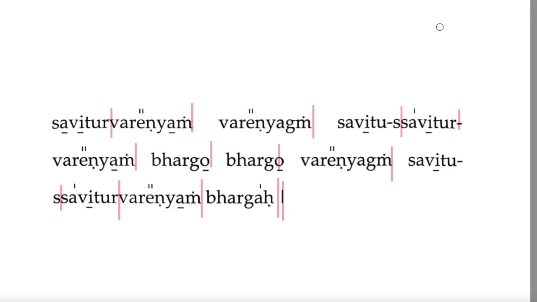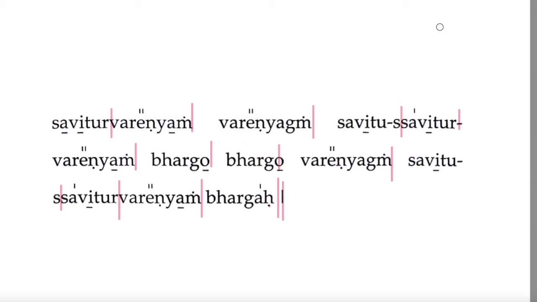We have Savitur Varenyam Varenyagum. So Varenyagum is still applying that quick rule because it's before the word Savitus or Savitur. Let's start again. Savitur Varenyam Varenyagum Savitus Savitur Varenyam Bhargo Bhargo Varenyagum Savitus Savitur Varenyam Bhargaha.